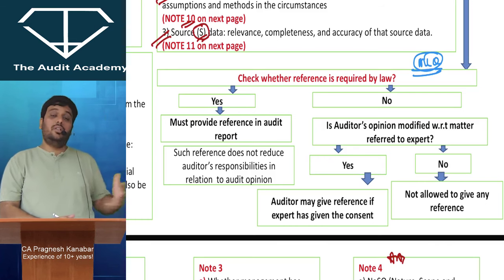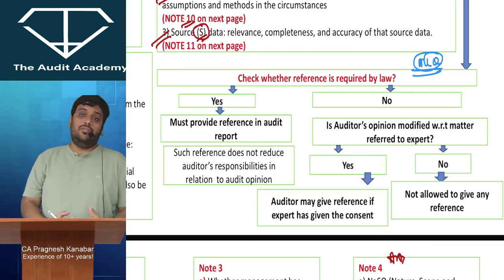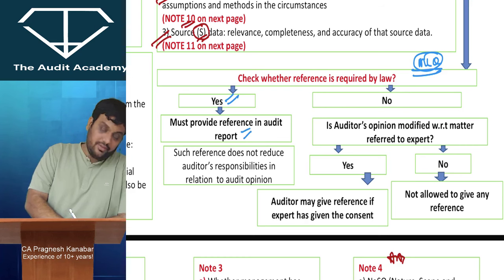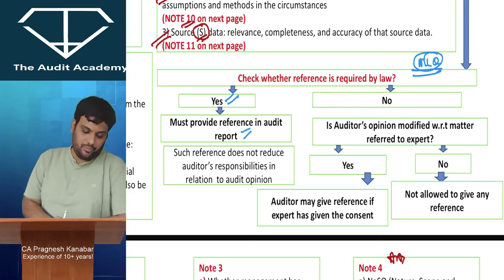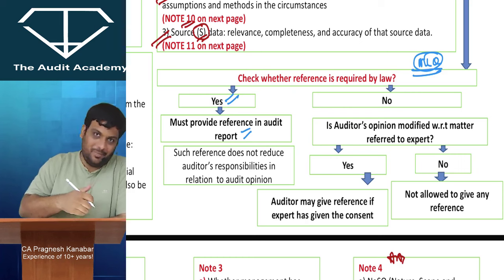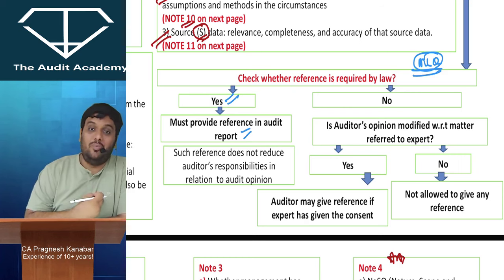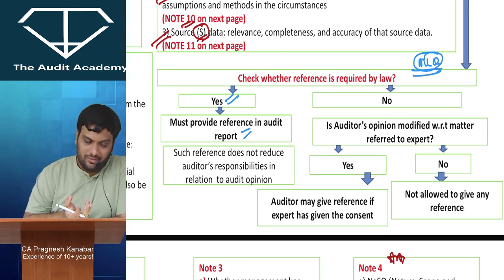For example, in the insurance industry, when it comes to calculation of liabilities, an actuary's reference is required. So if law requires reference, then you must provide reference in the audit report. Just because we are writing the reference, that does not mean that it is reducing the responsibility of the auditor. To form an opinion on the financial statements is the sole responsibility of the auditor.